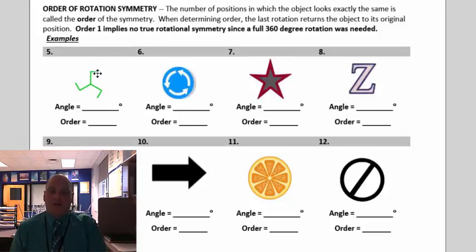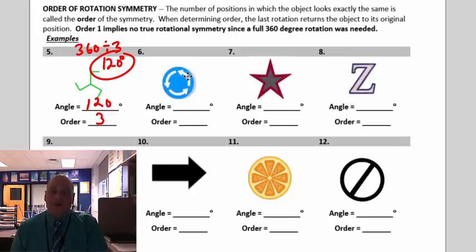Well, you have to turn your paper to see it. It's tough to do on the video, right? But you could turn it 3 times. 1, 2, 3. So the order is 3, and that means the angle of rotation is 120. How did I get that? Well, you find the order, and you just do 360 divided by the order, and that's going to be 120. So you get the angle by taking 360 divided by the order.